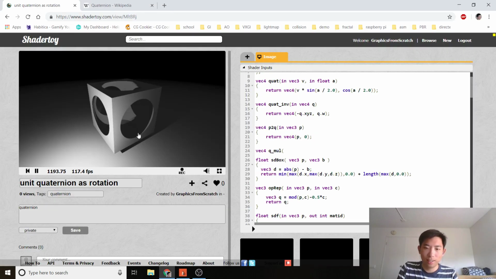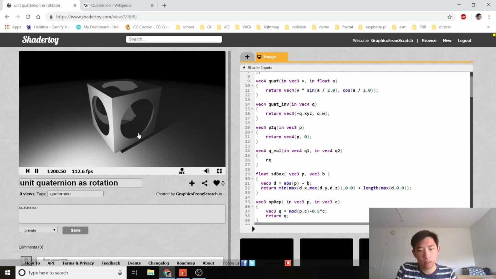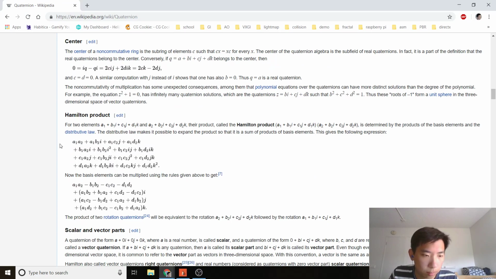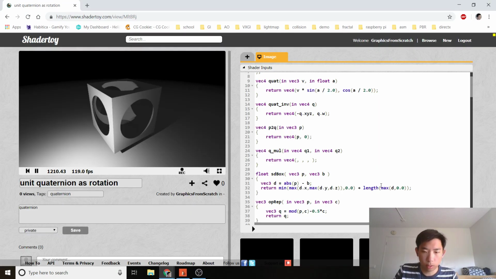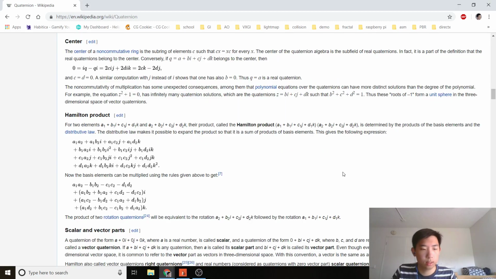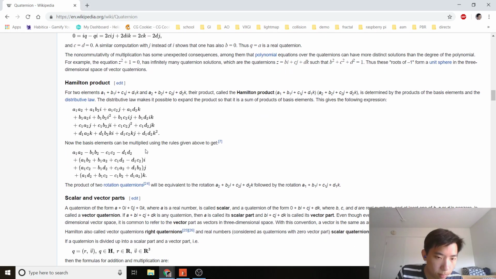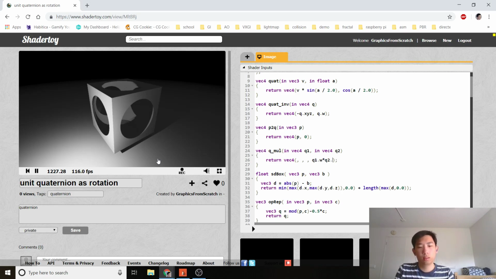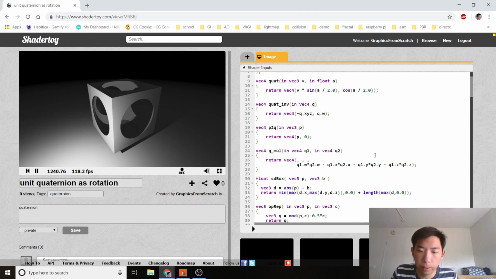The final, the big one here is the multiplication, right? So it's going to be q1 and q2. There's a strong chance that we get this wrong, but we're just trying to follow the equation here. So we code up these four components. Remember the last component w, we're going to use for representing the real part. Nice. That's the real component of the thing.